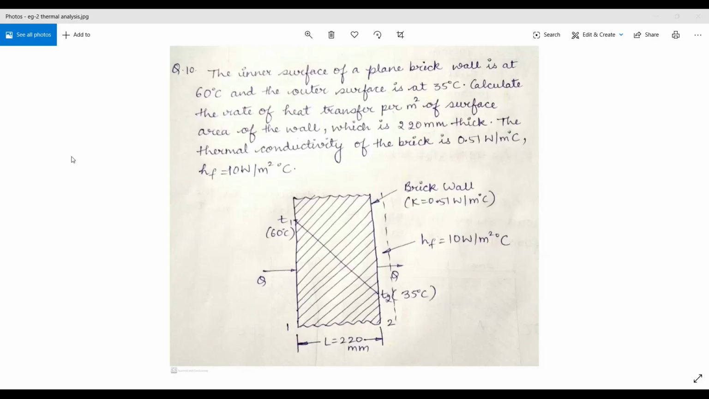Back to the next session of Ansys tutorial. I am solving question 10 today. This question is of thermal analysis.